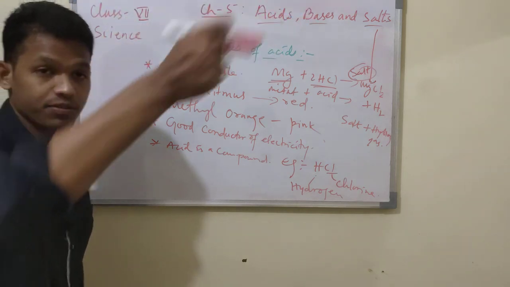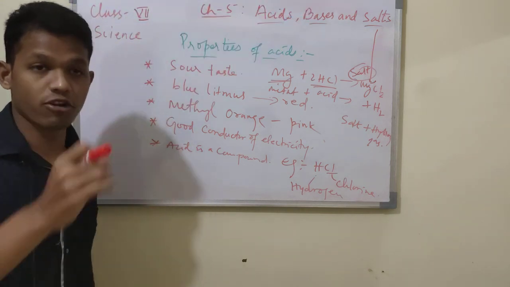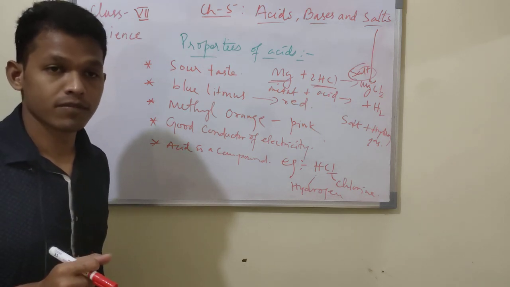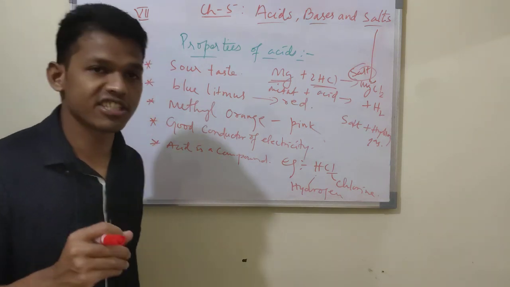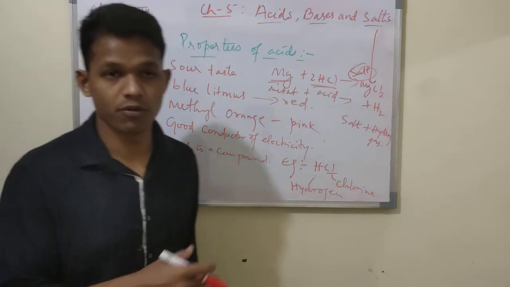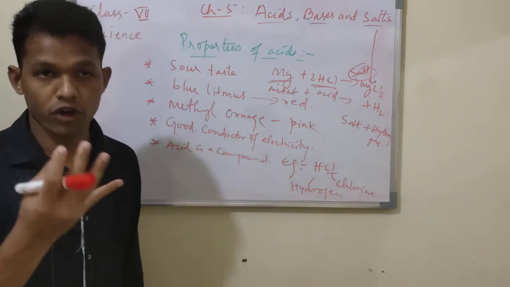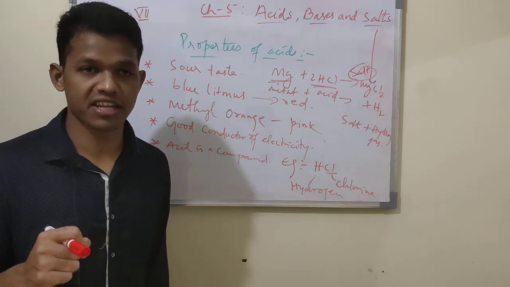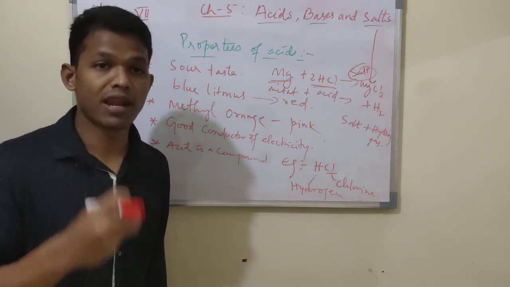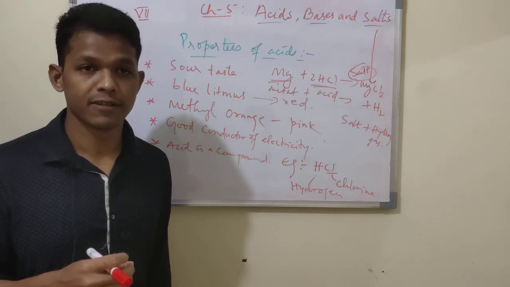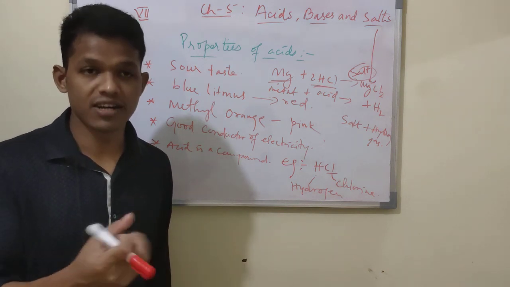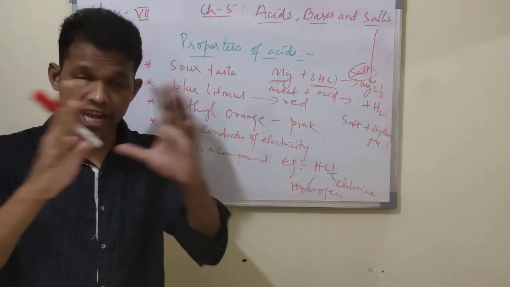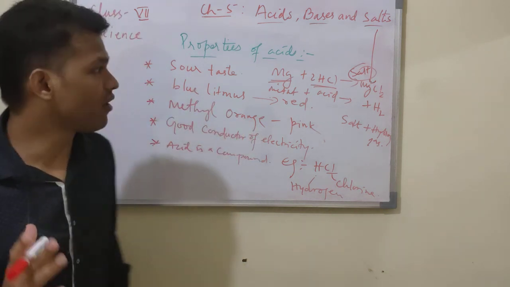Mineral acids are extracted from the earth, like hydrochloric acid, nitric acid, sulfuric acid. These are all mineral acids, strong acids. Organic acids come from fruits: from orange you will get acid, from grapes you will get tartaric acid, from amla you will get citric acid, and from curd you will get lactic acid. These are organic acids. So already you have an idea regarding acids. I hope you understood.